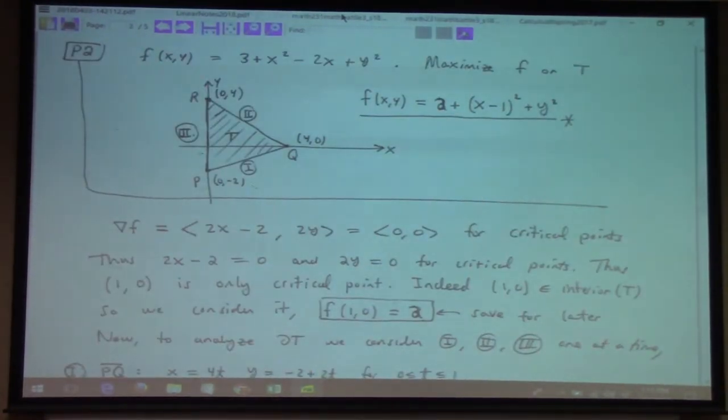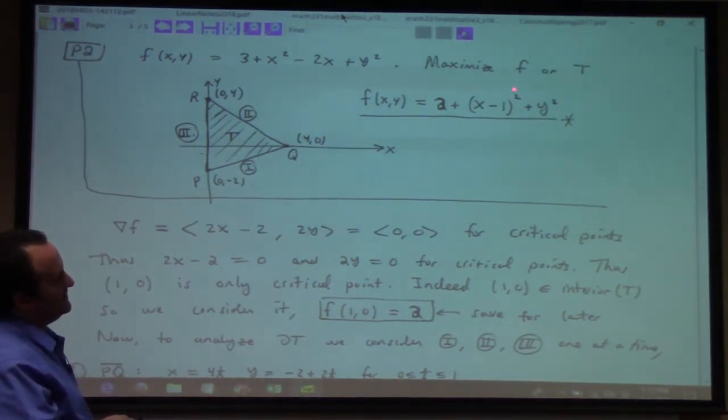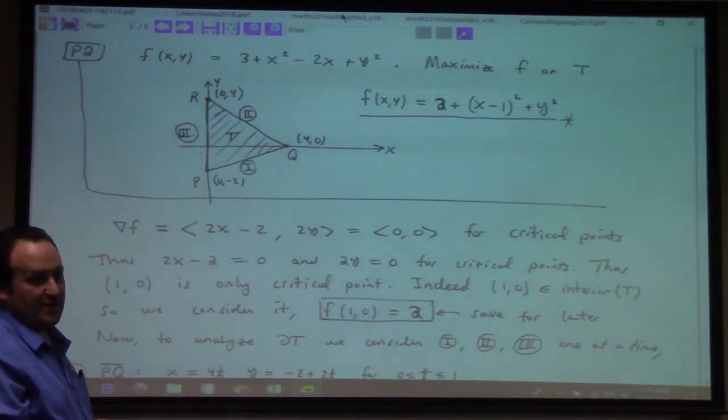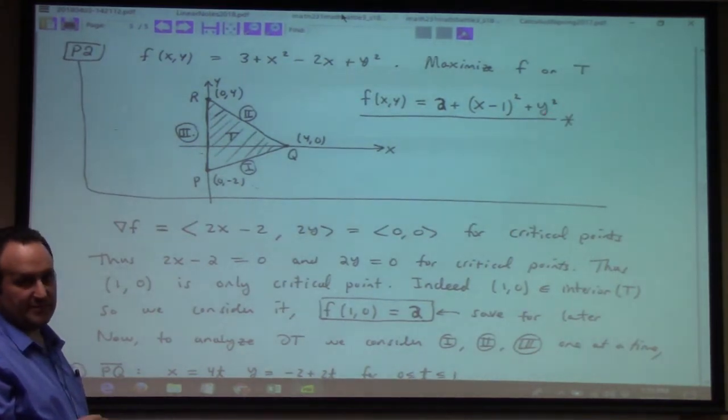Problem 2, hopefully is a little bit more straightforward. The stupid algebraic solution is just to recognize after you complete the square, this is just 2 plus the distance squared from (1, 0) to the point (x, y). Like this is the distance from (1, 0) to (x, y) squared, right?